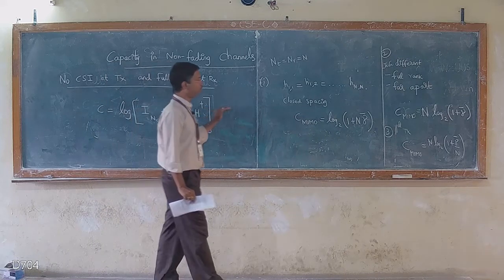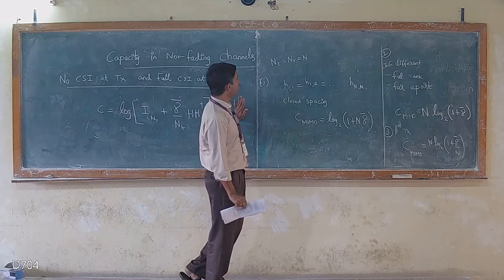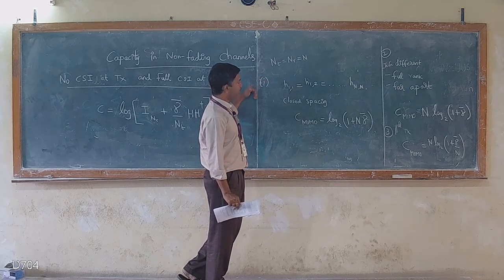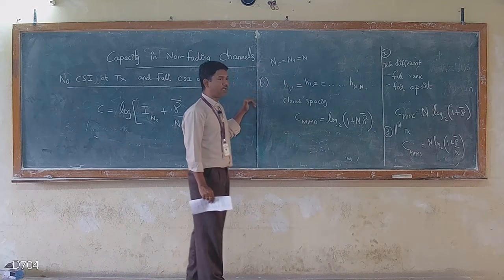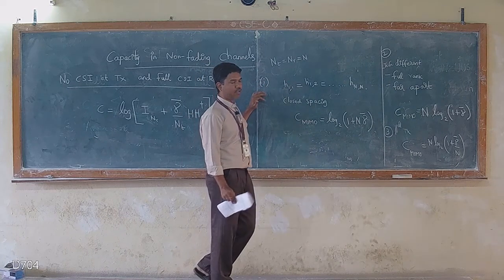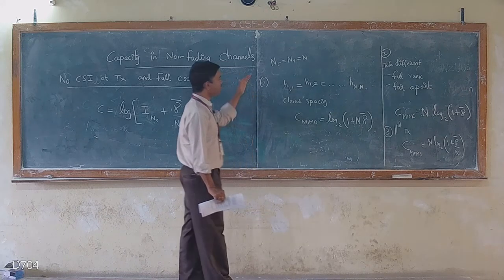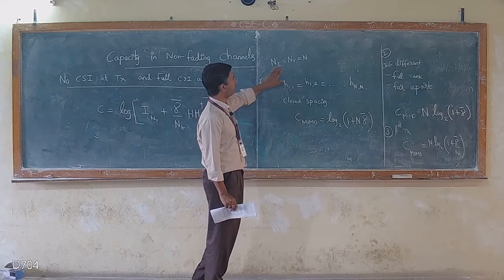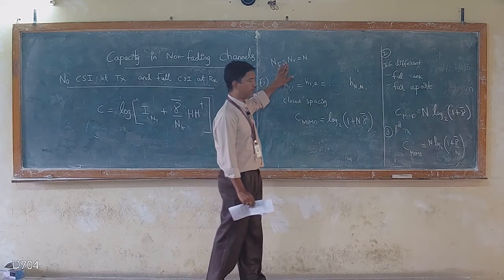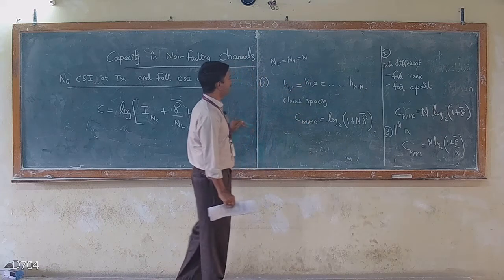Now we are going to assume a sufficiently large value of NS. In that case, the capacity becomes independent of NS and depends only on NT and NR. It depends only on the number of transmit antennas and number of receive antennas. Now we are going to consider a special case where the number of transmit antennas and number of receive antennas are equal to a value n. That is, the channel matrix becomes a square matrix.